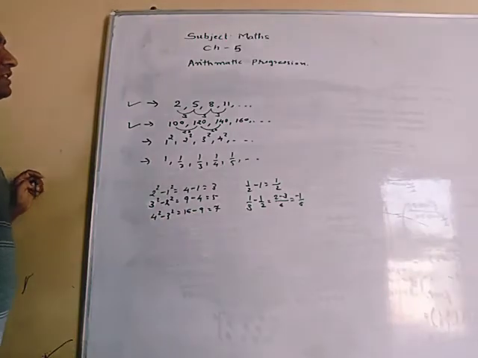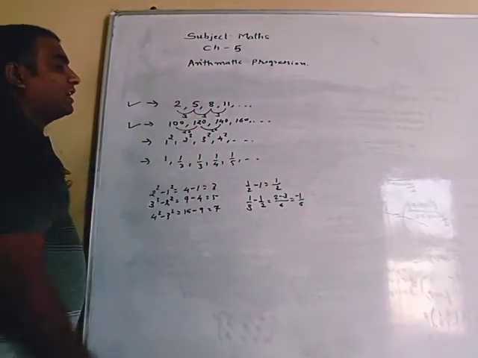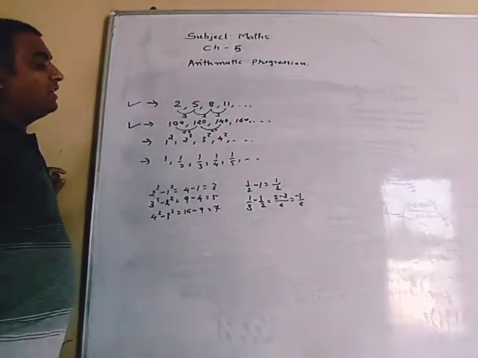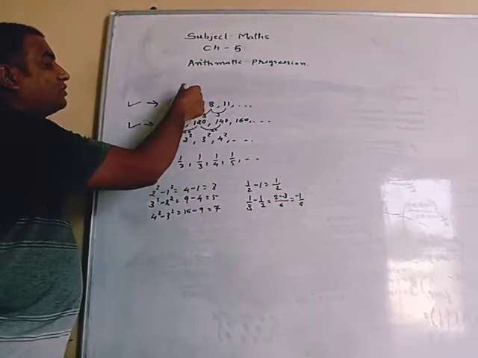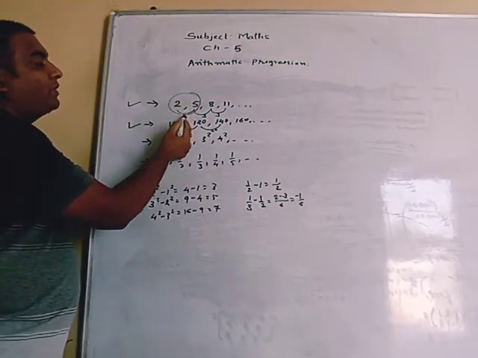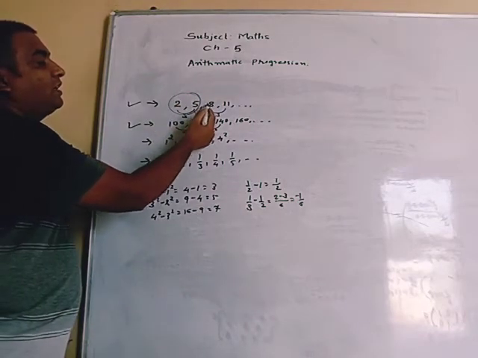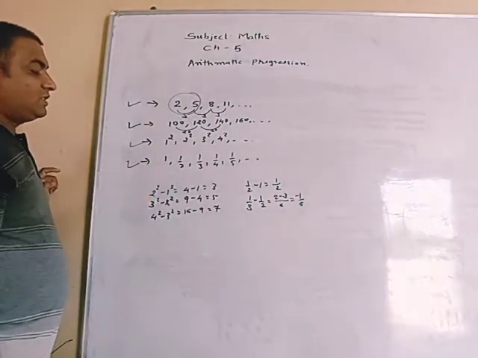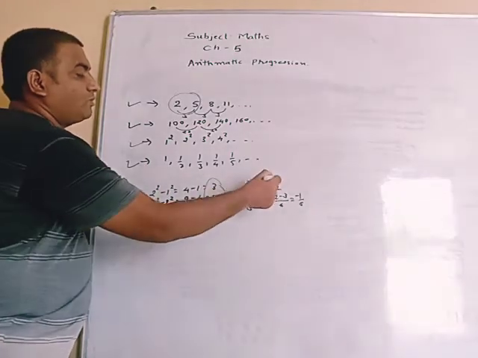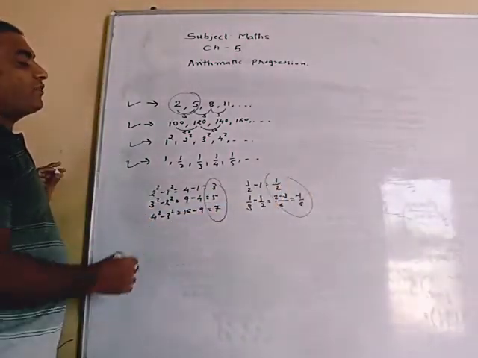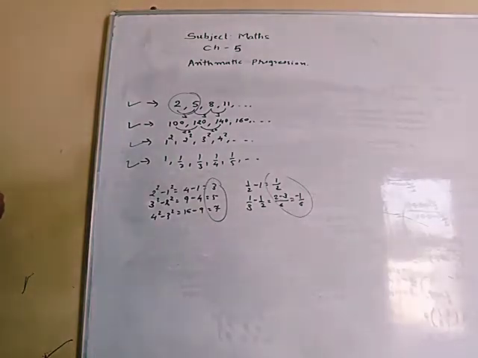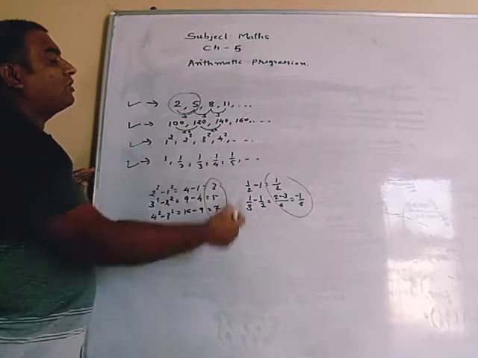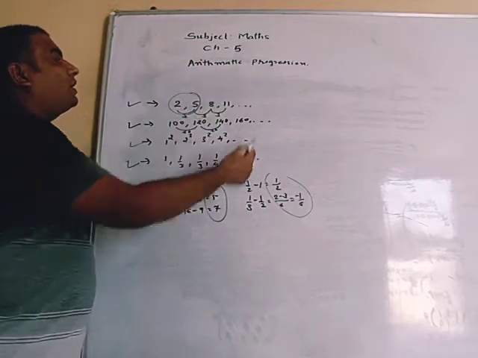So here we can see that in the first two sequences, the difference between two consecutive terms is equal. In the first sequence, the difference between 2 and 5 is 3, between 5 and 8 is 3, and between 8 and 11 is 3. While in the other two sequences, the differences between consecutive terms are not equal. So a sequence which has an equal difference between consecutive terms is called an arithmetic progression.